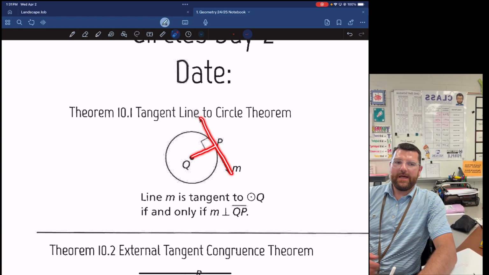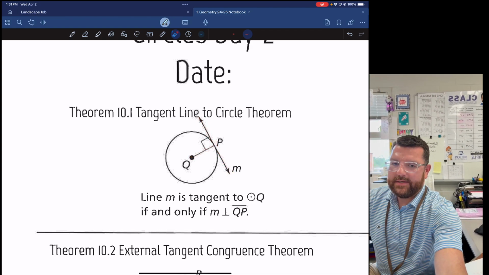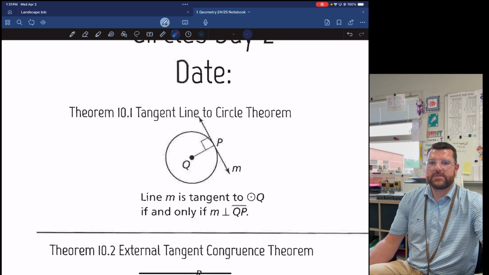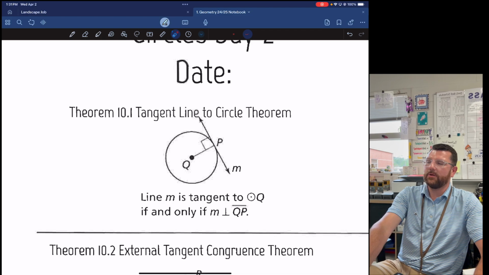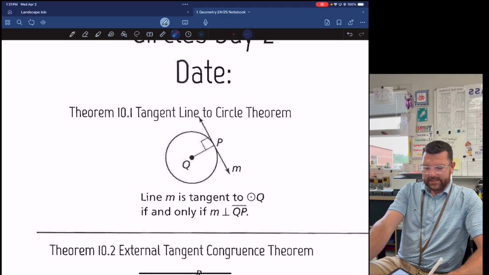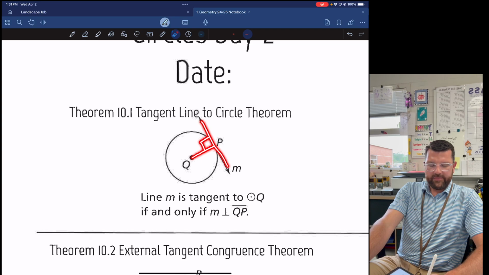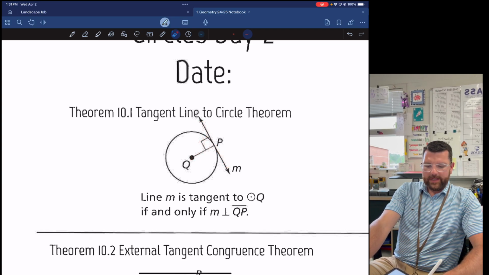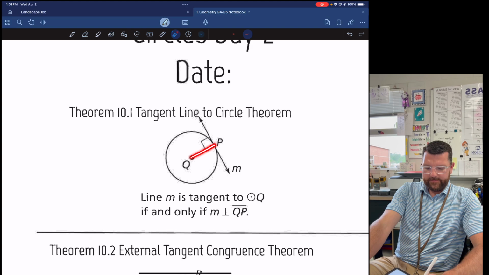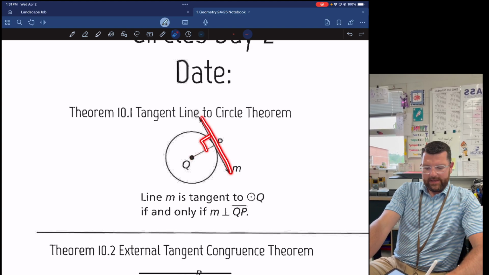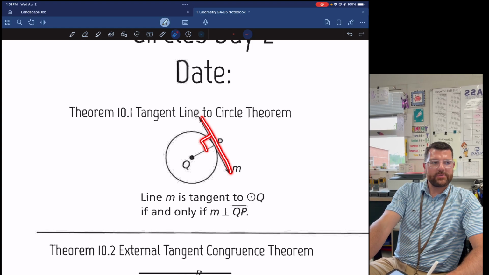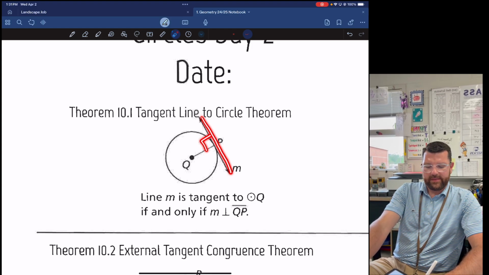A tangent line is a line that touches the circle at one singular point. It does not touch it multiple times, it touches it one time, and it is going to create a right angle with the radius. So the radius here is QP. The tangent line is line M, and it shows us in this diagram that it does create a 90-degree angle with that radius.